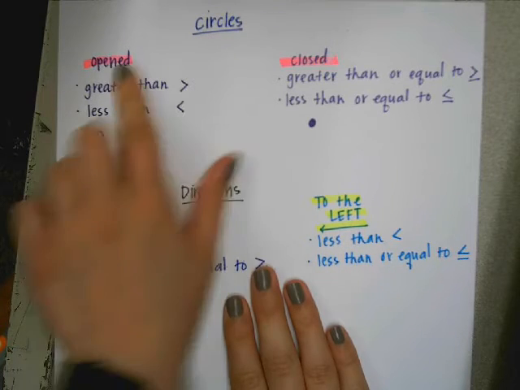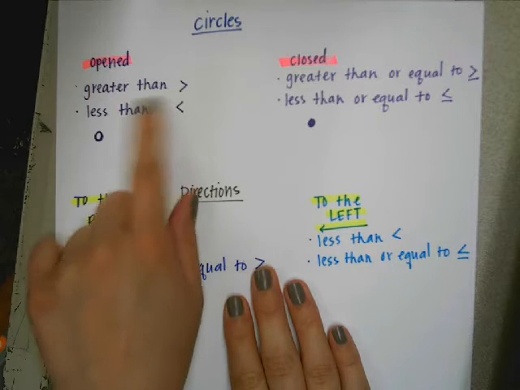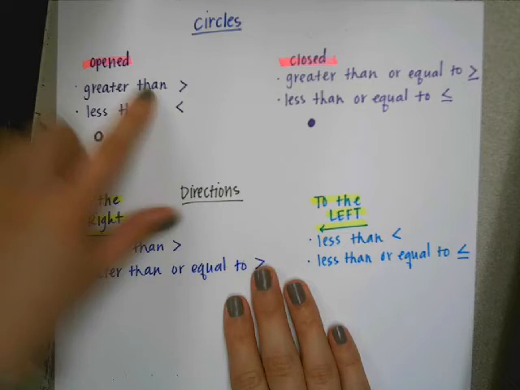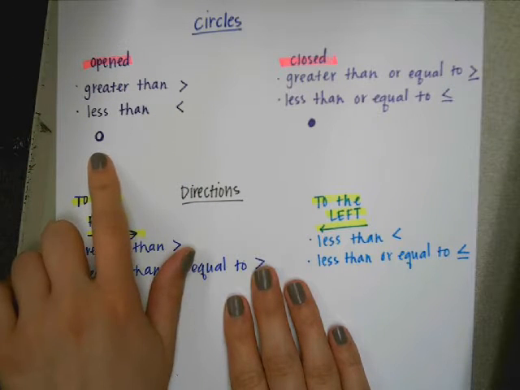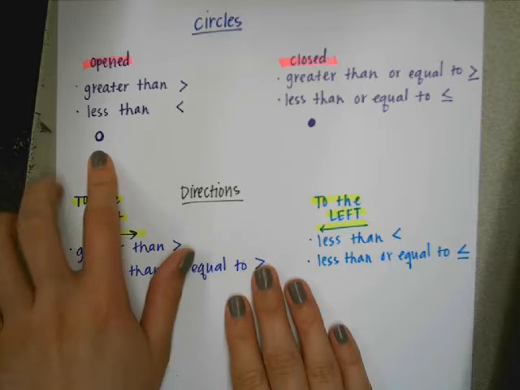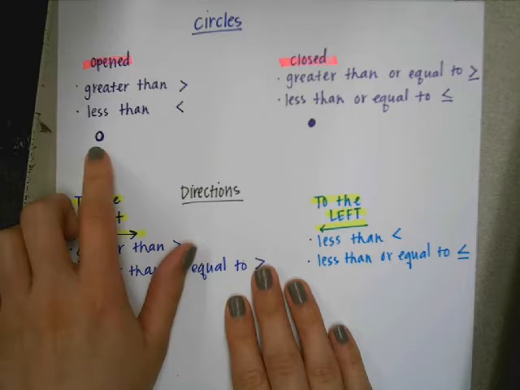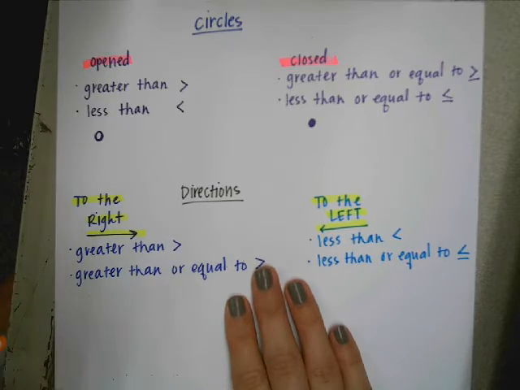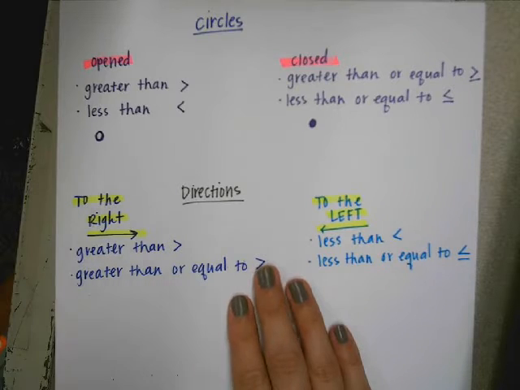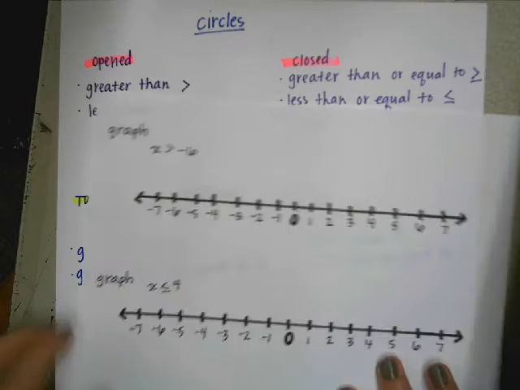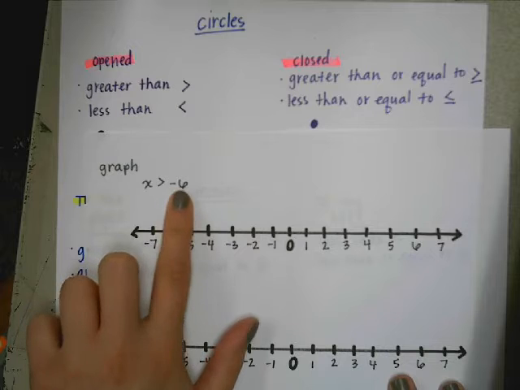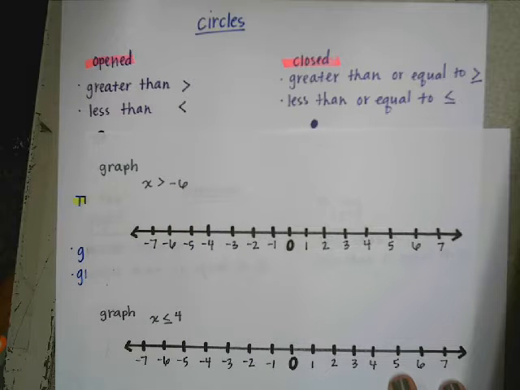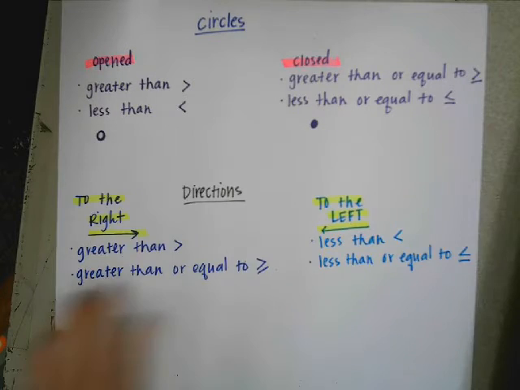So remember that open circles are just greater than or less than. So in here are the symbols that we're looking for. And the open circle just looks like this on the number line. Now, it is open because the number is not included. So when you see a problem like this one where it says x is greater than -6, -6 is not included in the number line when graphing.